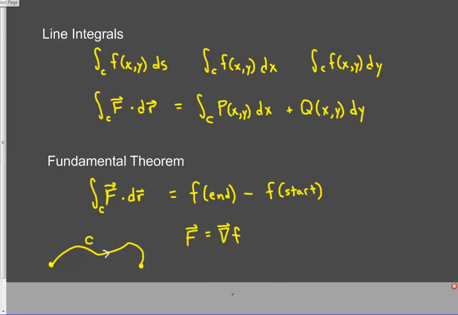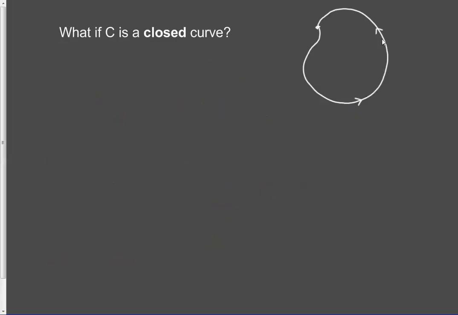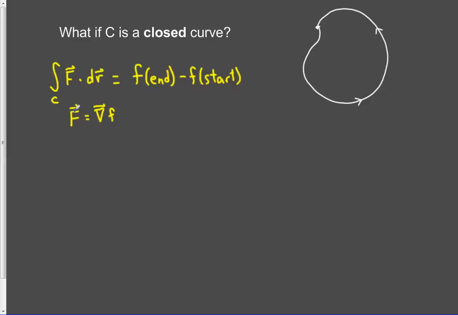Great. So next thing I want to ask is, well, what if the curve is a closed curve? And actually, you've already read a little bit about this as well. If your vector field happens to be conservative, the gradient of a little f, and you're integrating over a closed curve, basically a loop that comes back on itself, well, then the end and the start are, of course, the same point, and so this would be 0 every time. So conservative vector fields, if you integrate them dot dr over a closed curve, you're going to get 0.